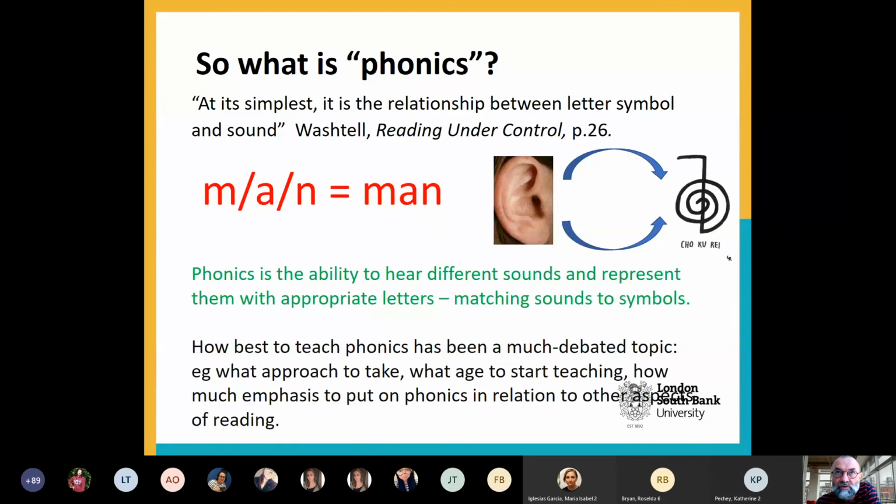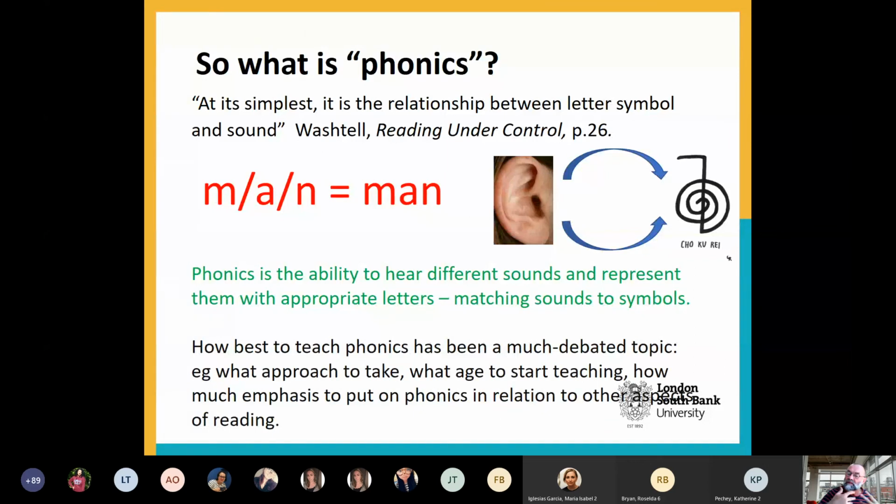What we're trying to do is get into a more clipped approach. So in this case, man, because by blending those three phonemes we come to the word man. We make the sound man. The issue with phonics is that we're hearing different sounds and how the sounds represent the different letters, matching sounds to symbols.